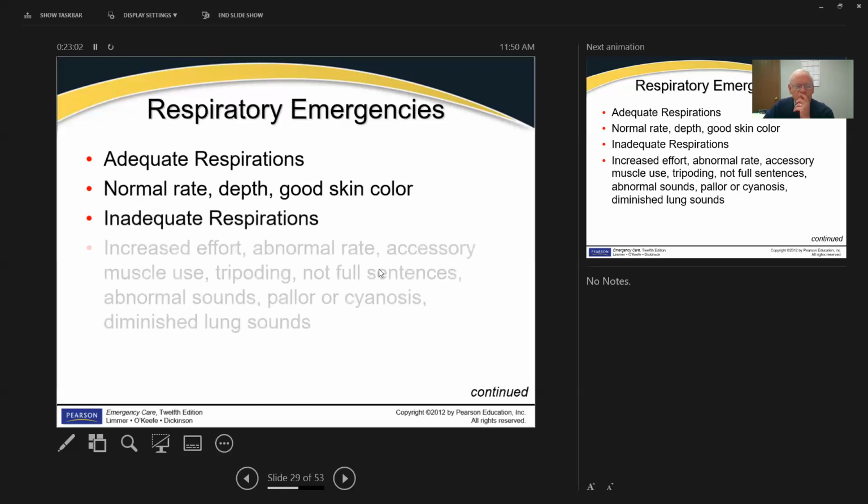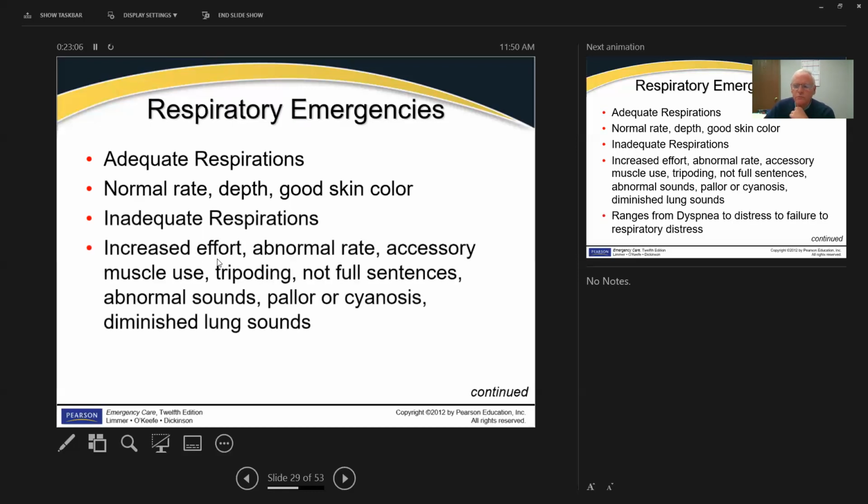Inadequate respirations. There's increased respiratory effort. Quite often people are laboring to breathe, they're working to breathe. There may be an abnormal rate. They may be using the accessory muscles, like their nose is flaring, the neck is hollowing out. Tripoding, that's a position that they're in. They're trying to increase the chest size. They'll be sitting up and maybe a little forward. When they speak, they're not speaking in full sentences. It might be things like, I've been having trouble breathing for the last 2 days. Things like that. They can't speak in one full sentence in one try.